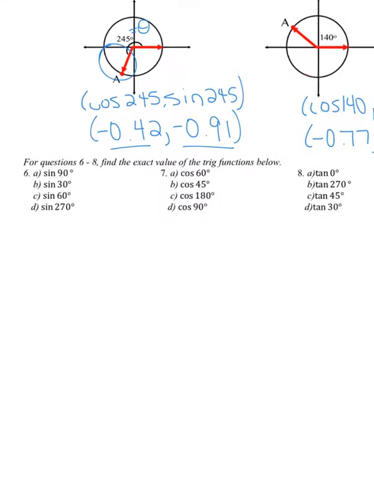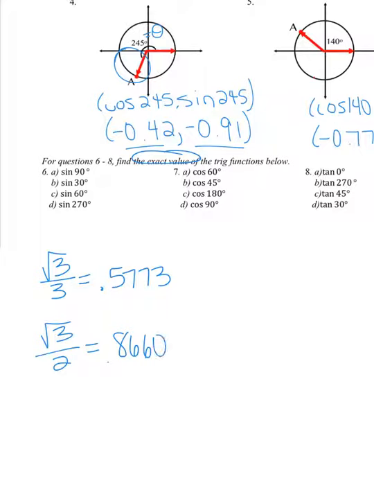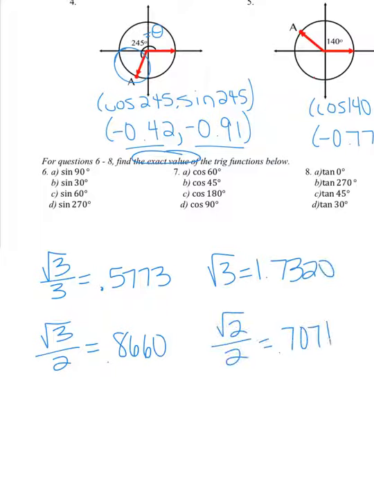And then numbers 6 through 8 want the exact value. So you need to memorize your decimals. So the decimals that I ask you to memorize: the square root of 3 divided by 3 is equal to 0.5773. The square root of 3 divided by 2 is 0.8660. The square root of 3 is 1.7320. And then the square root of 2 over 2 is 0.7071. And then you guys know that 0.5 is 1/2. But if you write 0.5, that's still the exact value, so that's not a problem.